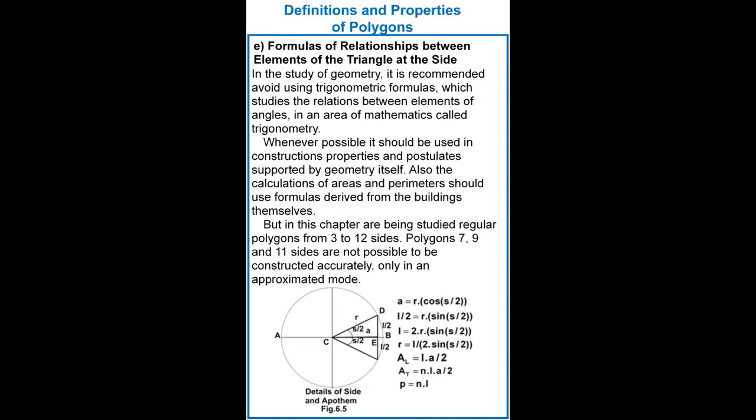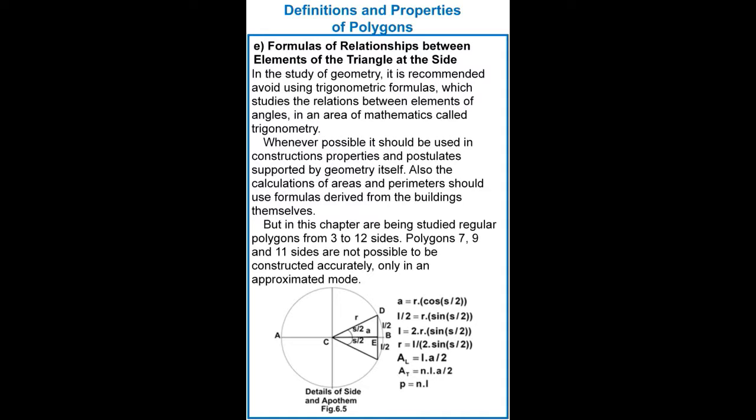In this first slide of the second class of Chapter 6 of this course of Basic Geometry is presented the figure 6.5 that shows a circumscribed circumference and the side triangle. In the study of geometry, the use of trigonometric formulas should be avoided, such that technology is the reason of studies of the area of mathematics known as trigonometry.